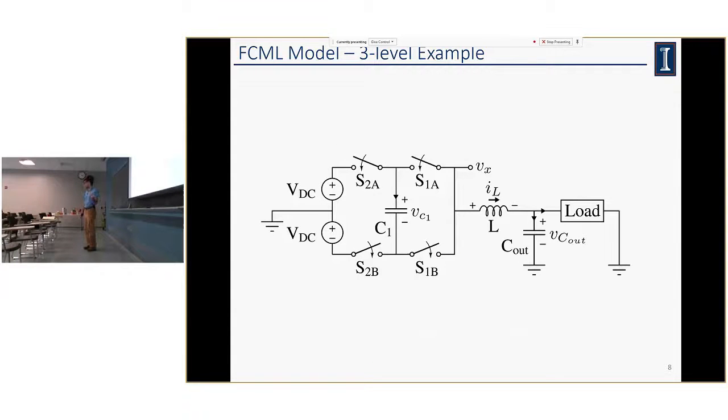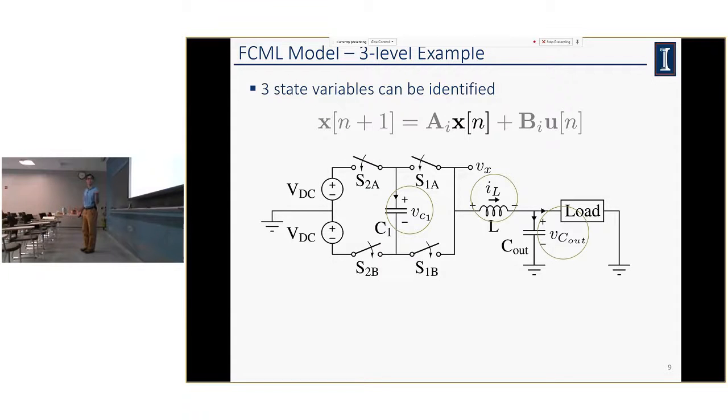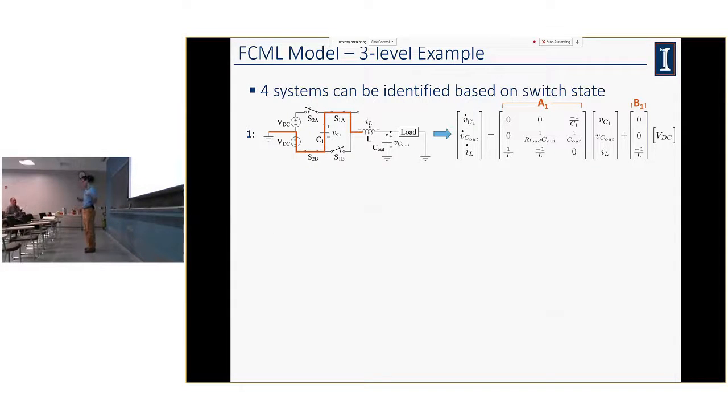In the three-level example, we can quickly identify what our three state variables are: the capacitor voltages and the inductor current. In addition to these three state variables, in our case the input vector is going to be the DC voltages, and then our matrices A and B are scaling as the switch state scales. What I mean by that is we have a system of equations for every switch state that exists. So I'm just going to quickly go through the four switch states that you might see in normal operation and their corresponding state space representation.